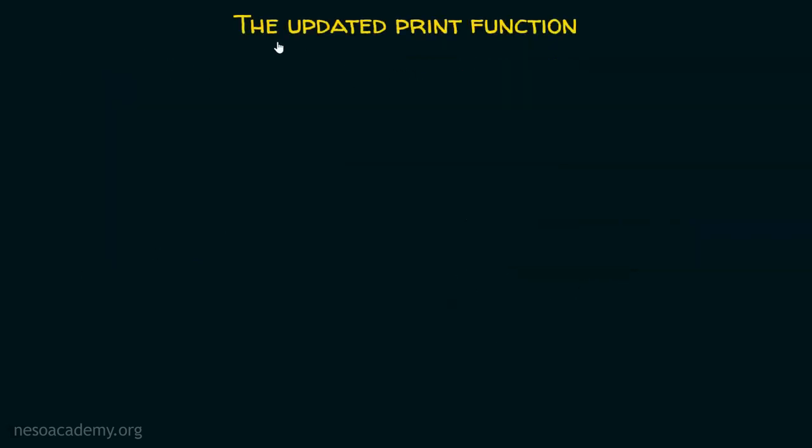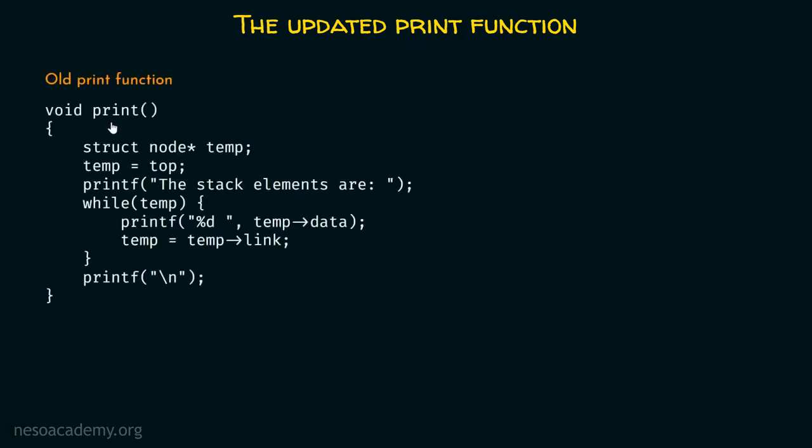Now let's try to write the updated print function. We are aware about the print function, right? Here first we have to declare a temporary pointer which must point to the first node of the list. Then after this we need this while loop for the purpose of traversal. That is, after traversal we would be able to obtain all the elements of the linked list, right?